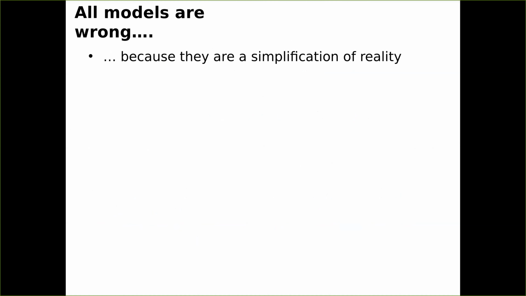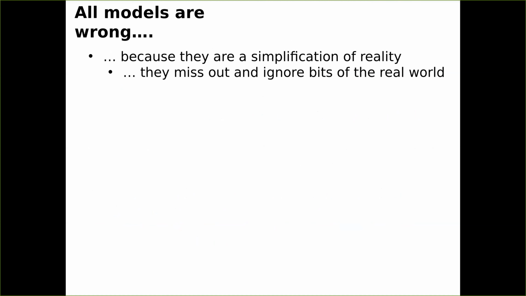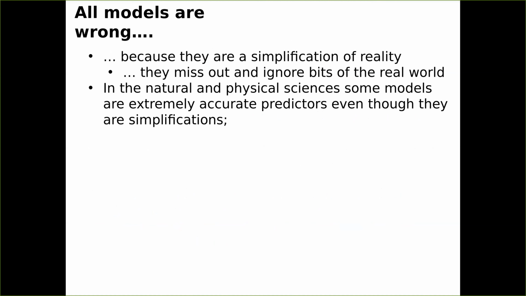So this all really comes back to the point that all models are essentially wrong, and they're wrong because they are in themselves simplifications of reality. They do miss out and ignore bits of the real world, and in the natural and physical sciences, you get some very, very accurate predictors of what's happening, even though they're simplifications. My PhD was in biological science, for example. I created a very simple model of bee foraging behavior, but when we tested it against real bee behavior, it was incredibly accurate. So simple doesn't necessarily mean bad or unrealistic.